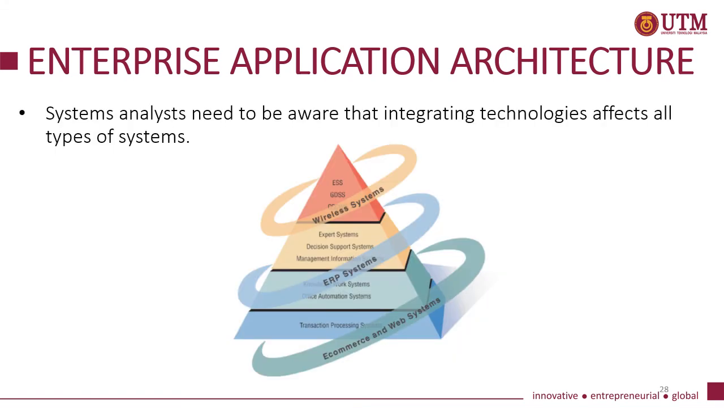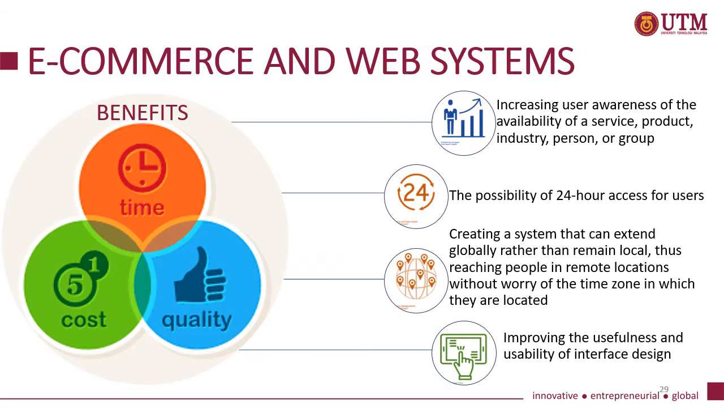As a systems analyst, you need to be aware that integrating technologies affects all types of systems. In the figure, examples given are wireless systems, ERP systems, and e-commerce and web systems. In e-commerce and web systems, there are many benefits, such as increasing user awareness of the availability of a service, product, industry, person or group, the possibility of 24-hour access, creating a system that can extend globally rather than remain local, thus reaching people in remote locations without worry of the time zone, and improving the usefulness and usability of interface design.